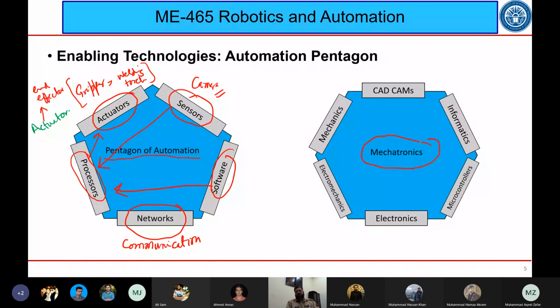Now I'm going to link all of this with something which is known as mechatronics. So I am now linking this Pentagon of automation with mechatronics. What do we do in mechatronics? Mechatronics is a combination of mechanics.